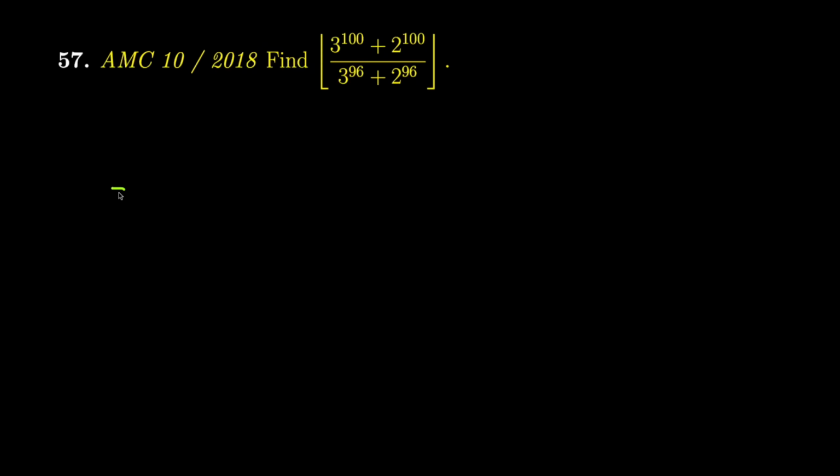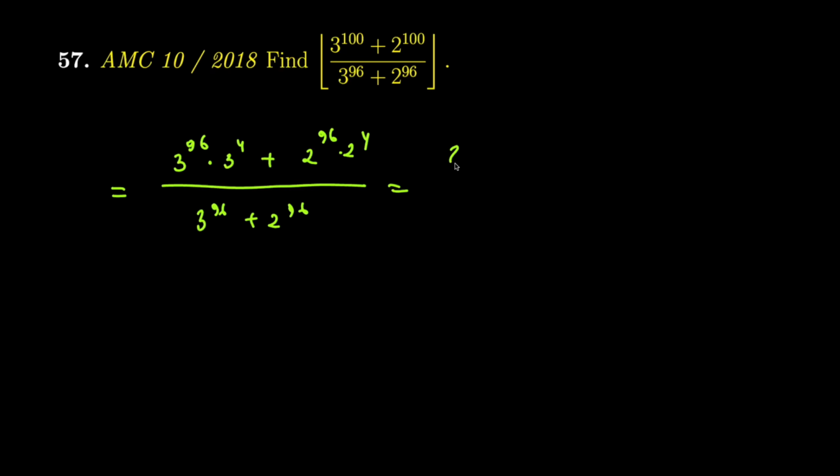Imagine we rewrite this as 3 to the power 96 multiplied by 3 to the power 4 plus 2 to the power 96 times 2 to the power 4, to make it similar to the denominator. So we have 81 times 3^96 plus 16 times 2^96, over 3^96 plus 2^96.